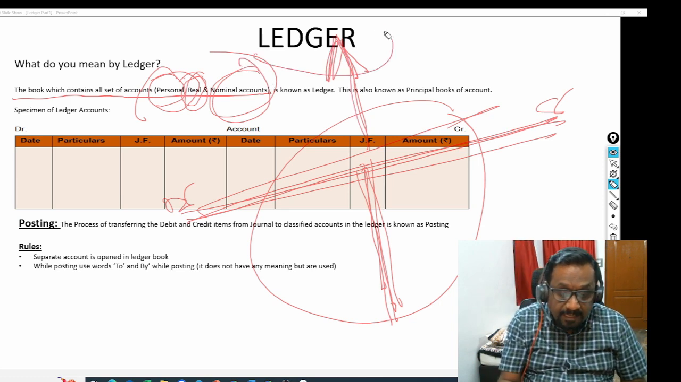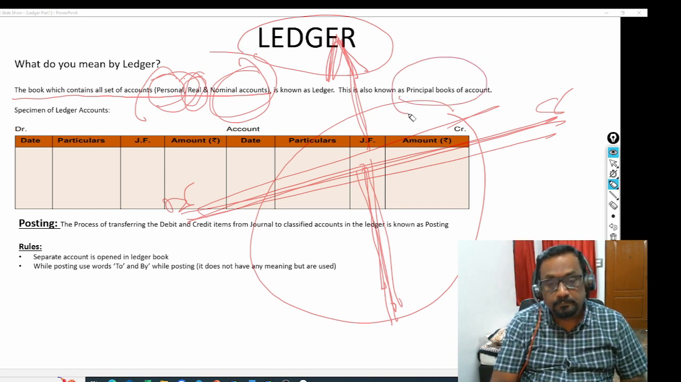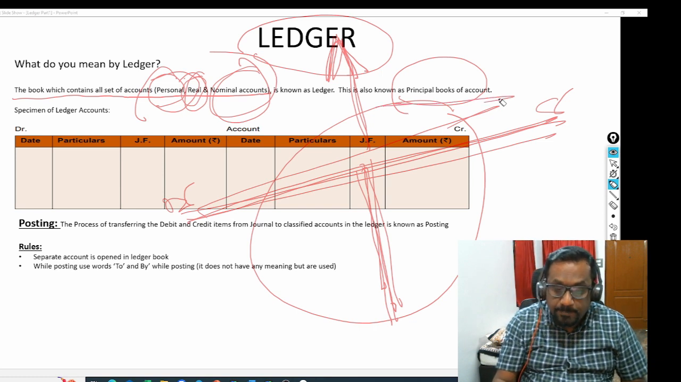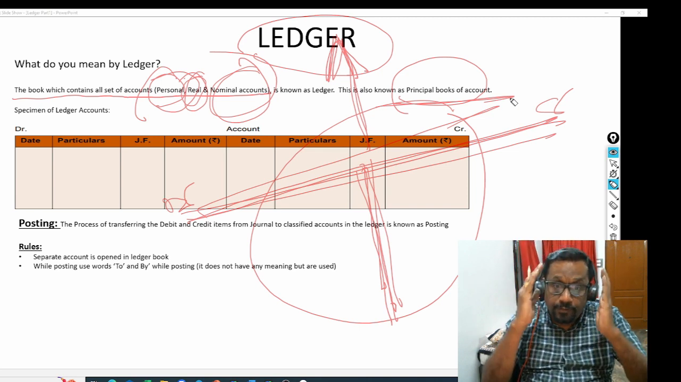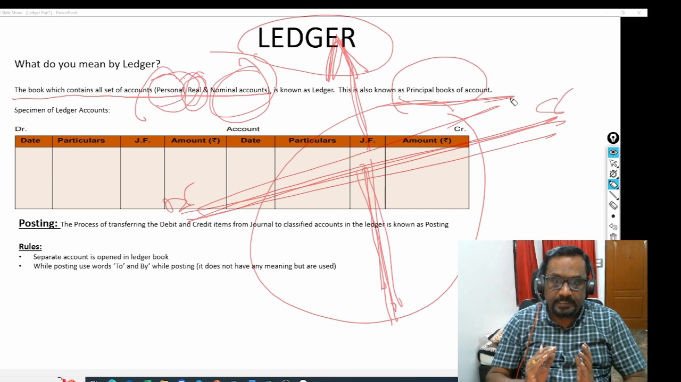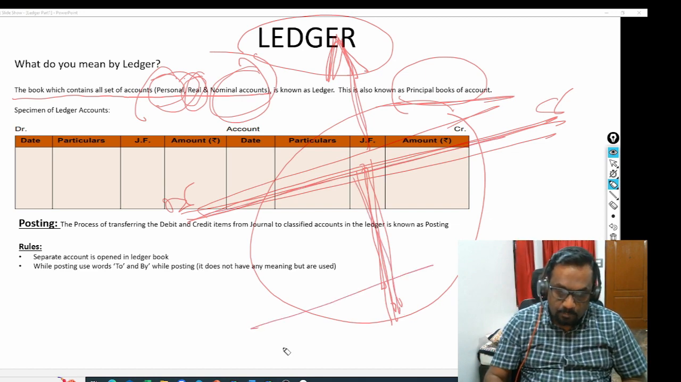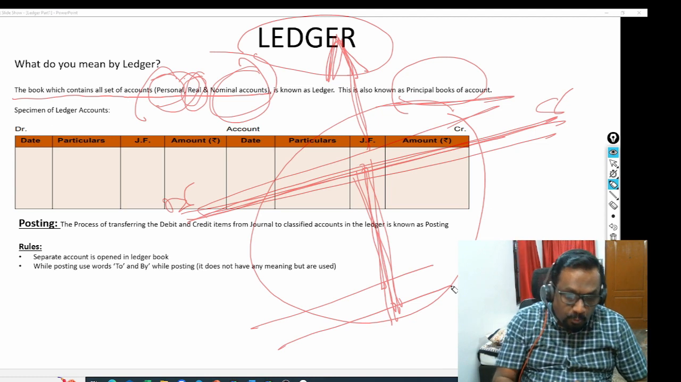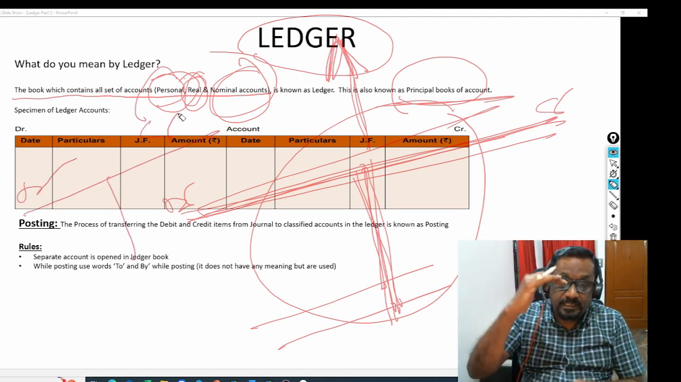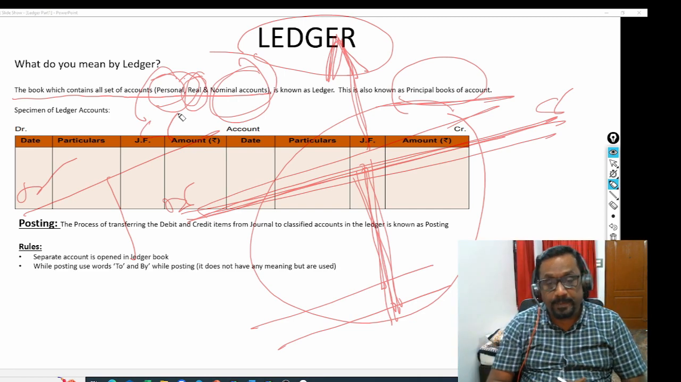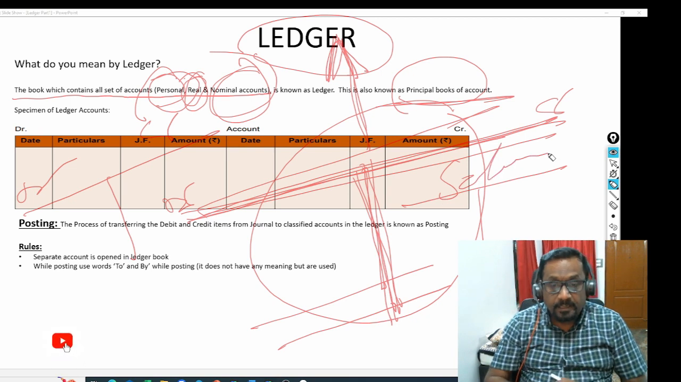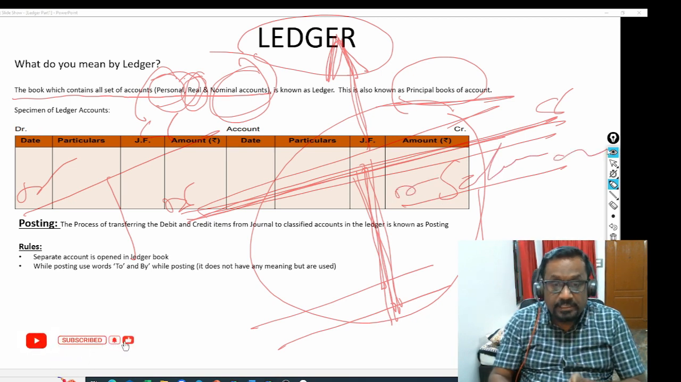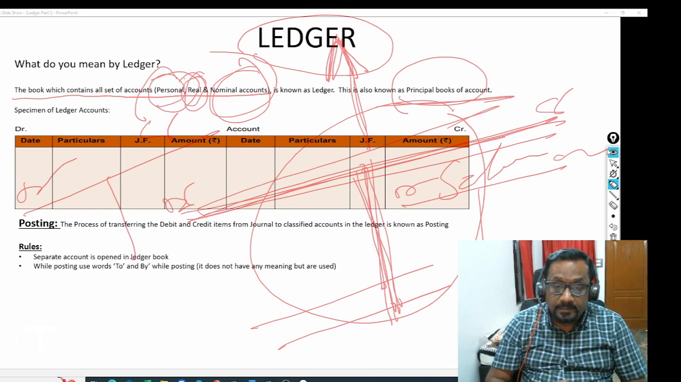That is the reason why this ledger is called the principal book of account. Why principal book of account? This is the main book where you get to see the final balance of each account. If you want to know purchases, you go to the purchase account and see the total purchase you made. If you want to know sales, go to the sales account and see the sales made during the month, the day, or the week. Similarly, if you want to see how much salary you paid, you go to the salaries account and see the total salaries paid during the month.